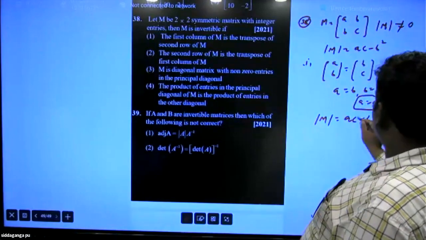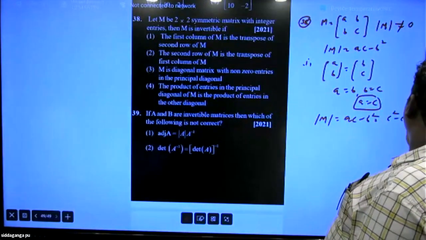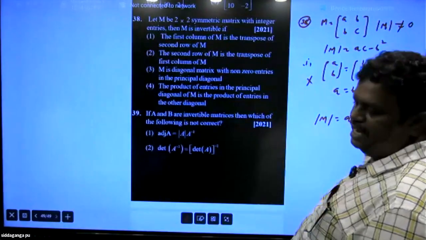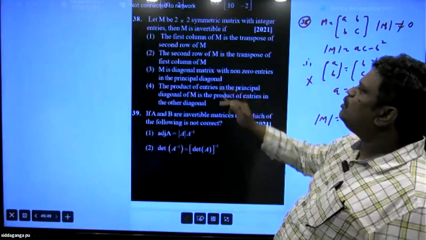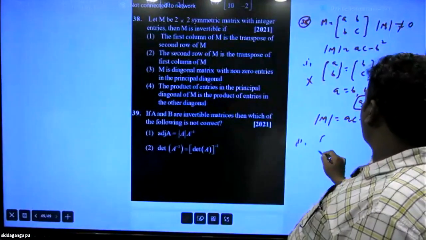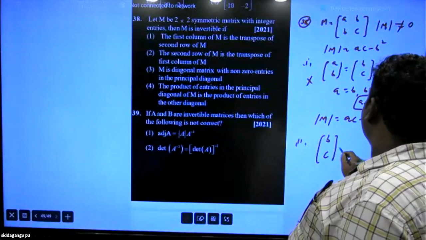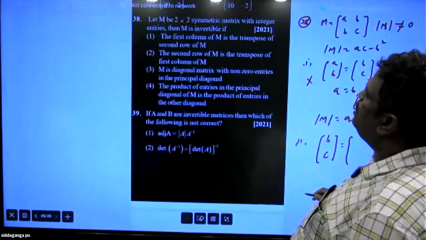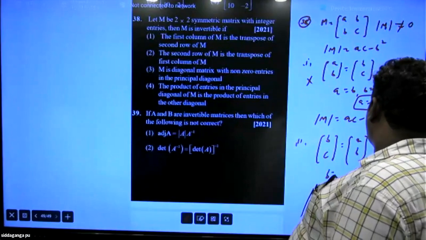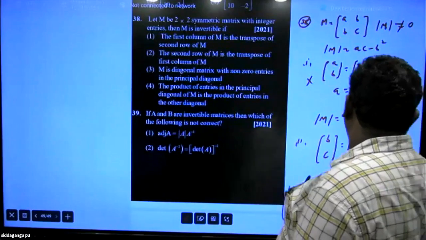Here, in the A space, we can write C square minus C square. This value is equal to 0, so that's why this condition is not satisfied. Similarly, the second row of the M matrix: second row means BC is equal to the transpose of the first column of the transpose AB. Again, if you get B equal to A, B equal to C here.